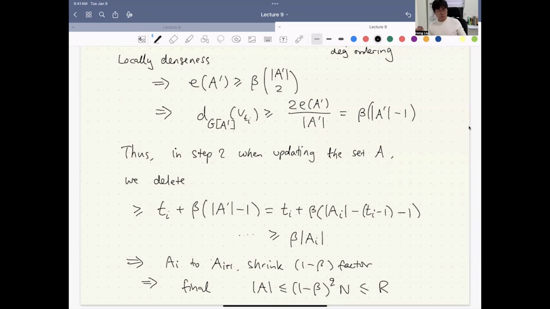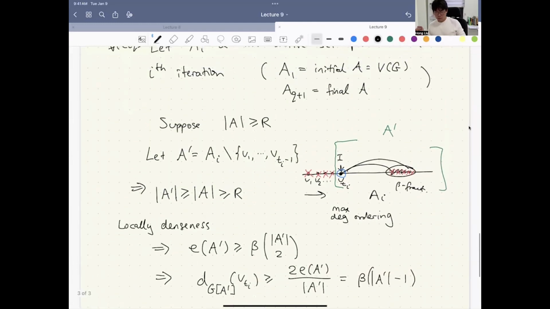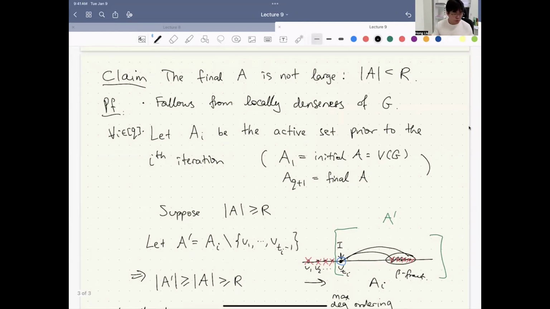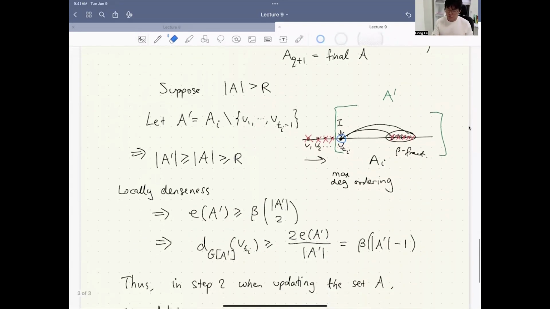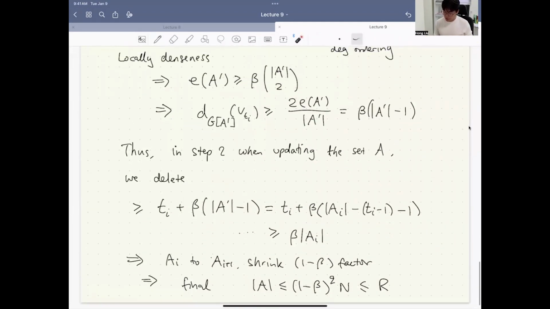Okay. Maybe I should put less or equal. So this is strict. Okay. This is a contradiction because we assumed A is strictly larger than R, but we know that it cannot be.